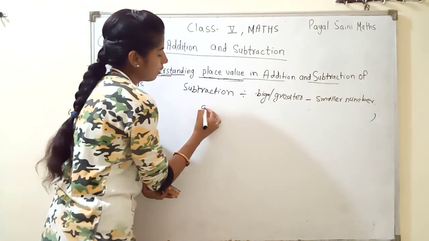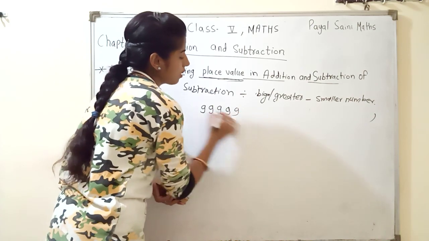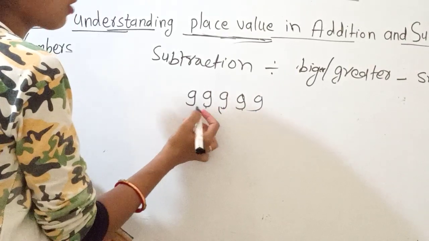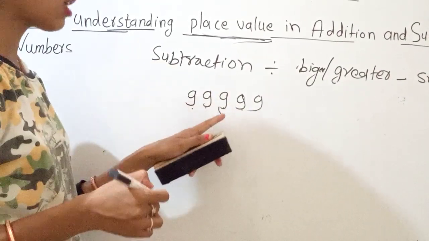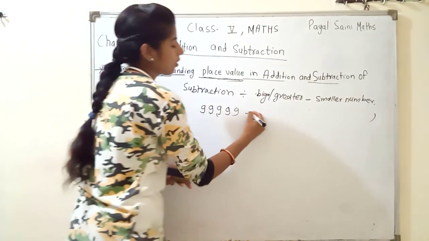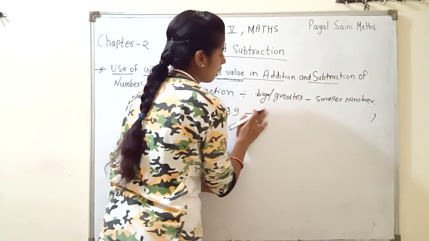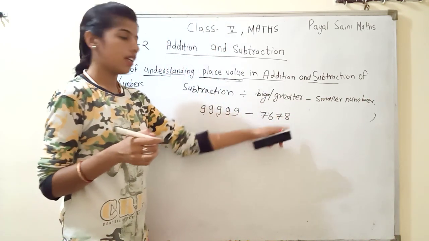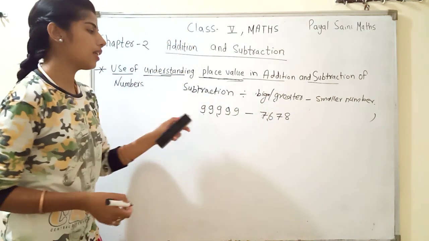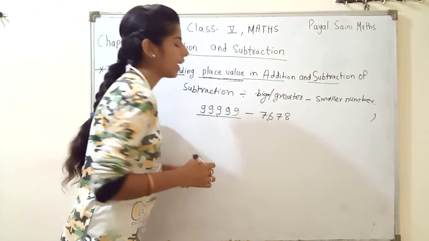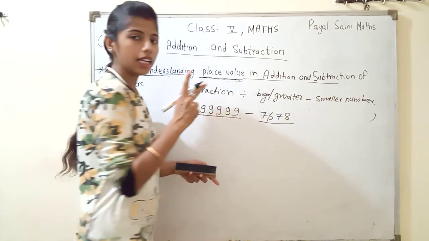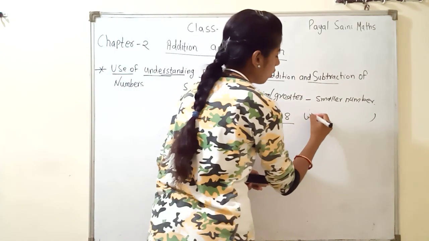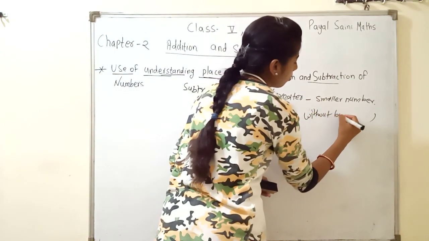For example, I write here, first we read according to our Indian system: ones, 10, 100, 1000, 10,000. Then we read here 99,999 minus 7,678. If you see here, you can easily see your old numbers are 999 and that, and in your second number, all numbers are smaller than 9, then we can say it's without borrow. It's a without borrow subtraction.